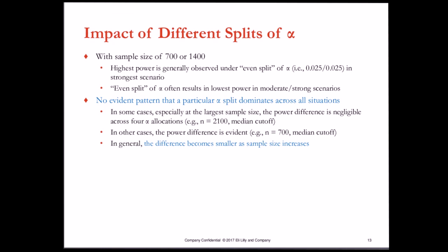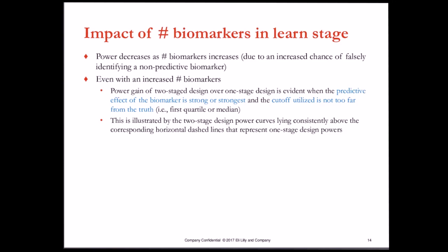Let's go to page 13. We don't see an evident pattern that a particular alpha split will dominate across all the situations. With a much larger sample size, like n equals 2100, the power difference becomes negligible. But with a small sample size, such as 700, in the overall population, the power difference is evident. So in practice, we need to consider how to split alpha for small populations to achieve the maximum power. Go to page 14.